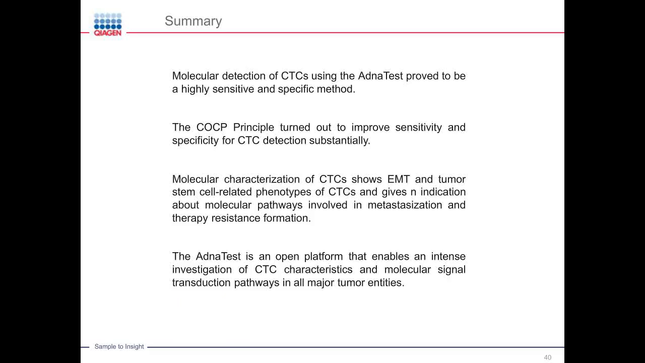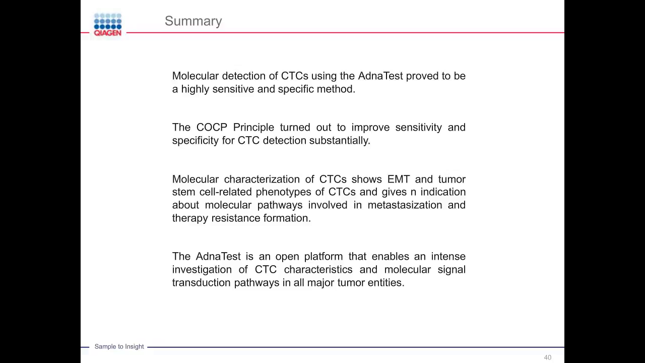Let me summarize. The molecular detection of circulating tumor cells has proven to be a highly sensitive method and very specific by using the combination of combinations principle, making sure that we get the maximum sensitivity out without losing the specificity, as I was able to show you in the case of AdnaTest breast. The CoCP principle has turned out to really improve the sensitivity substantially, making again as a proof that it's really true that certain genes get lost once the cells get into the circulation, especially if some phenomenon like EMT or tumor stemness appears.